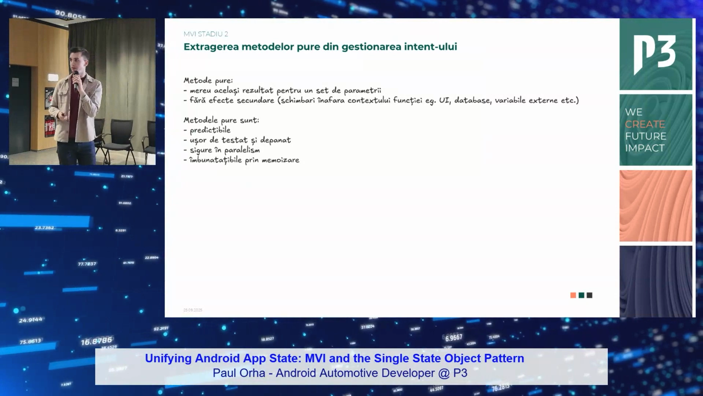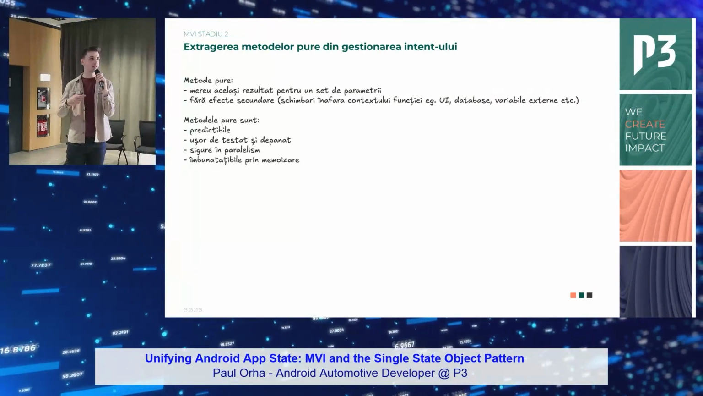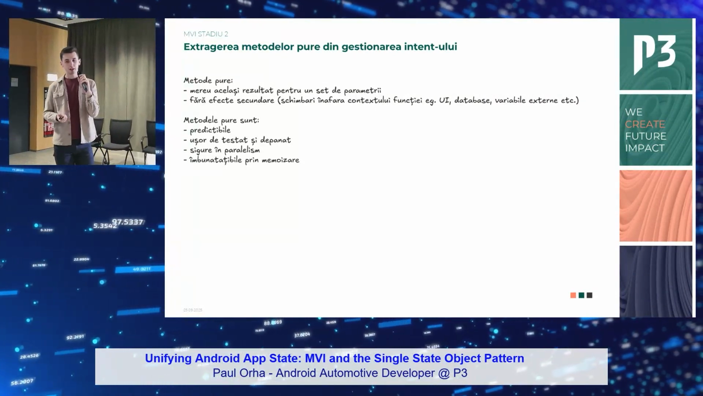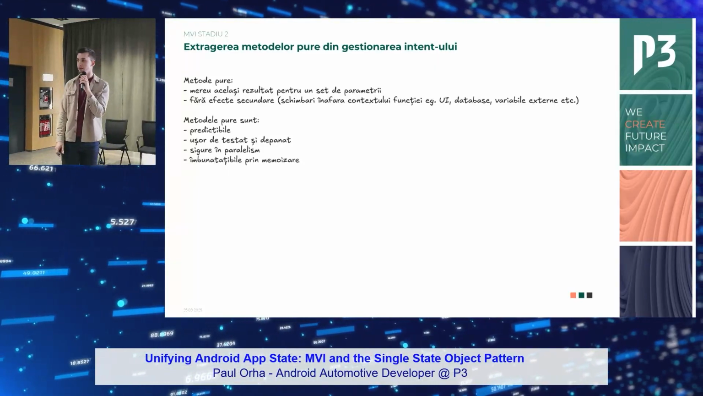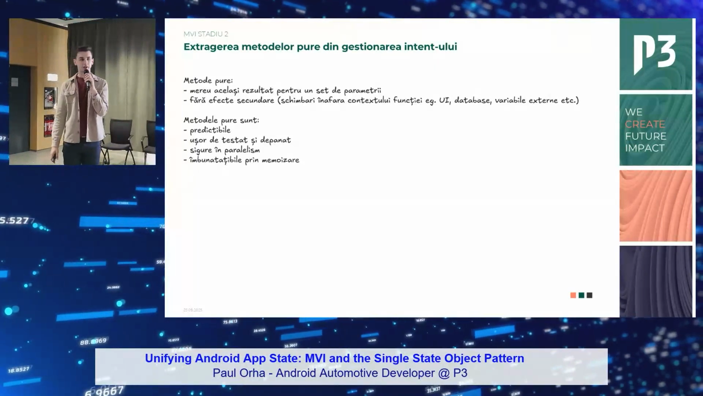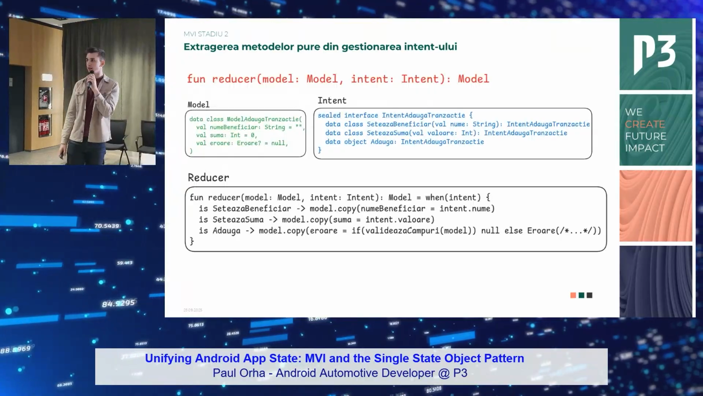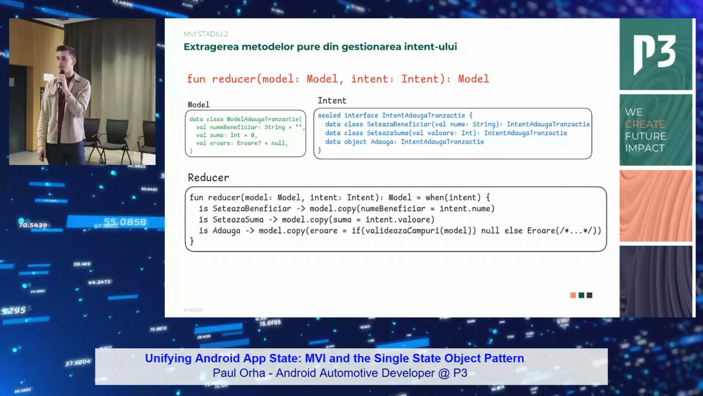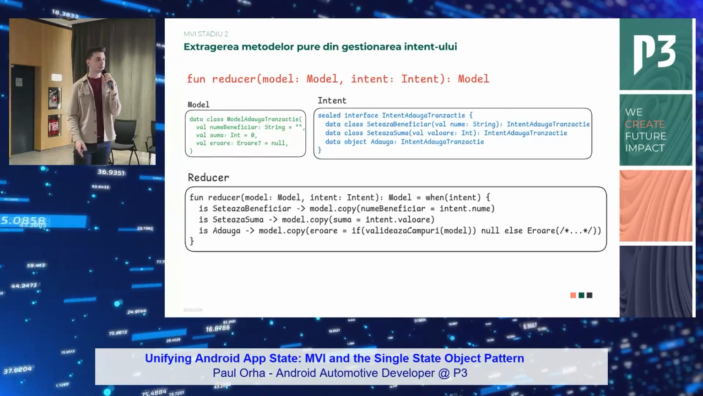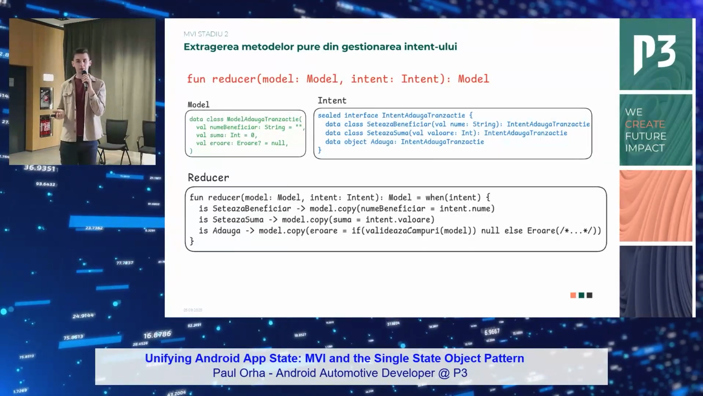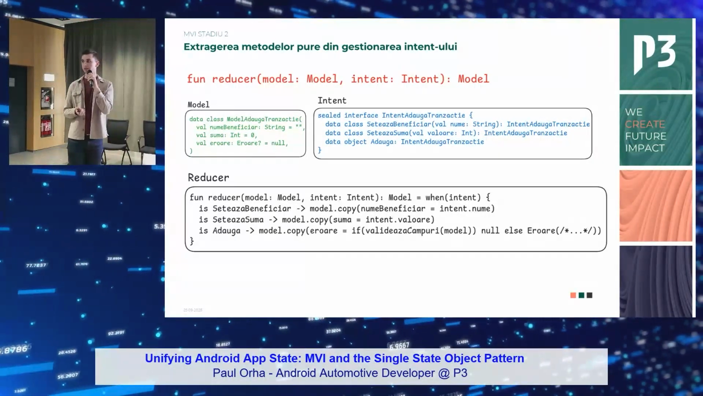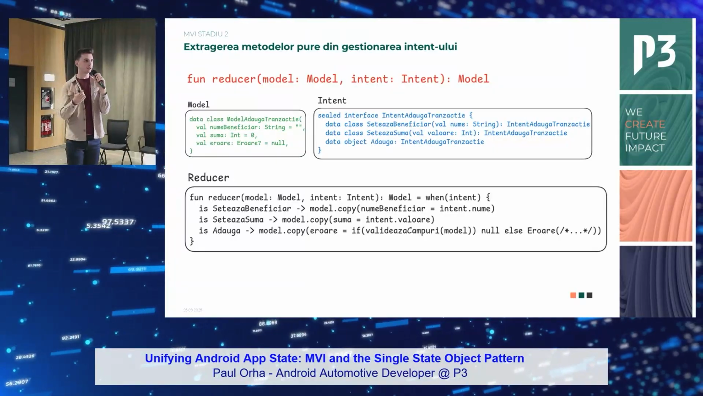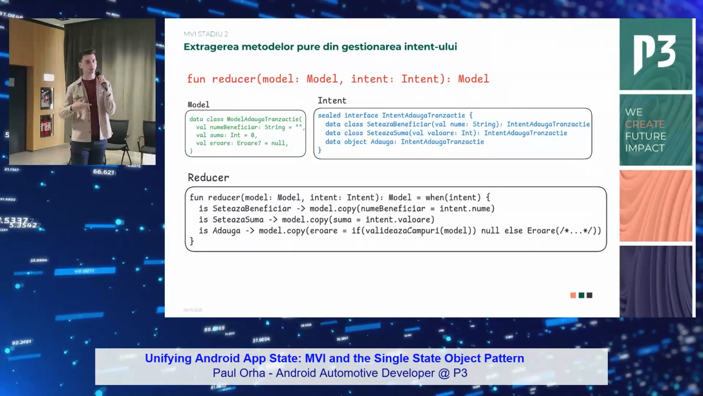Why this is useful is because you can easily predict the behavior of the function. You can run them in parallel because it doesn't affect the outside of the scope, and they're very easy to test and debug. So how can we do this in the context of MVI? So this introduces the idea of the reducer, which is also present in Redux architecture. Basically, the reducer is a function that takes a model and an intent, and then generates a new model.